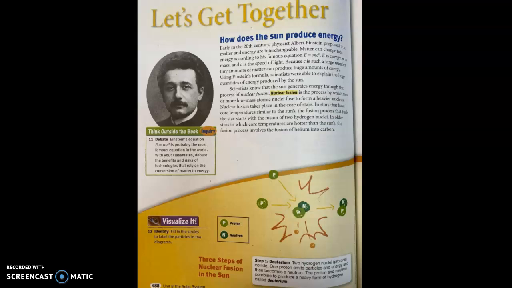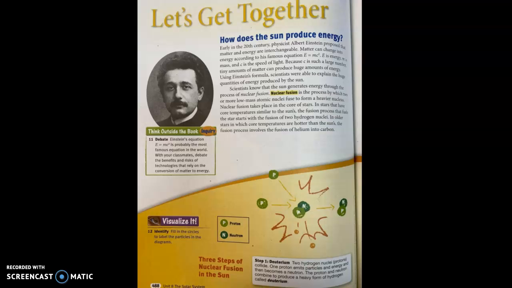Using Einstein's formula, scientists were able to explain the huge quantities of energy produced by the sun. Scientists know that the sun generates energy through the process of nuclear fusion. Nuclear fusion is a process by which two or more low-mass atomic nuclei fuse to form a heavier nucleus. Nuclear fusion takes place in the core of stars.